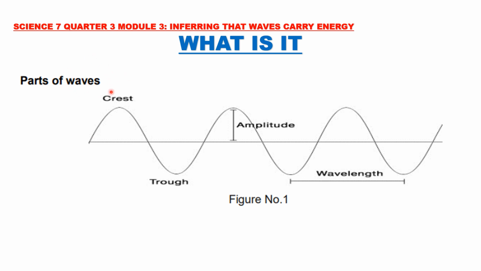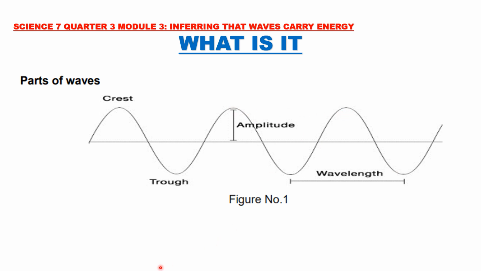Now, yung waves natin ay merong iba't ibang parts. So, we have the crest. Okay, yan. Tapos, we have the trough. This one. Then, we have the amplitude. Mula dito sa crest, papunta sa equilibrium. Pwede rin na mula dito sa trough, papunta dito sa equilibrium. That's also amplitude. And then we have wavelength, trough to trough or crest to crest.